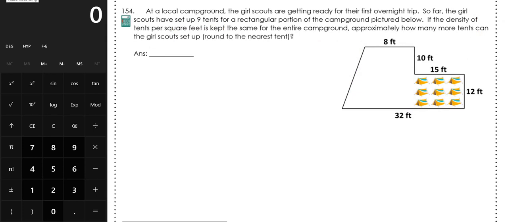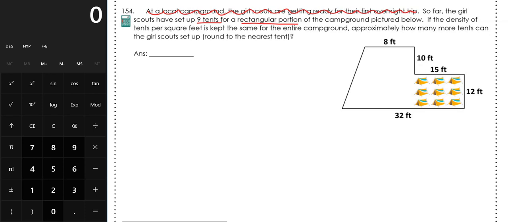Number 154. Go ahead and read it and then come back. Okay, so let's come back and now annotate this question. At a local campground, the Girl Scouts are getting ready for their first overnight trip. Now that doesn't mean anything to us. That doesn't help us with any of the math. So far, the Girl Scouts have set up 9 tents for a rectangular portion of the campground pictured below.